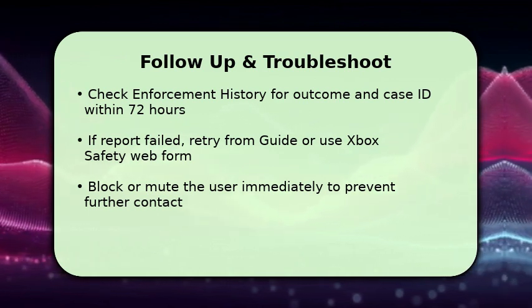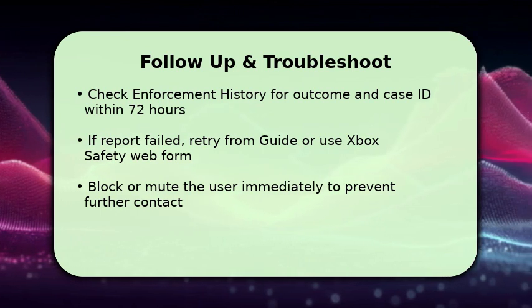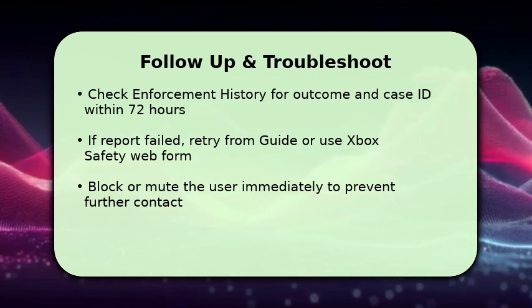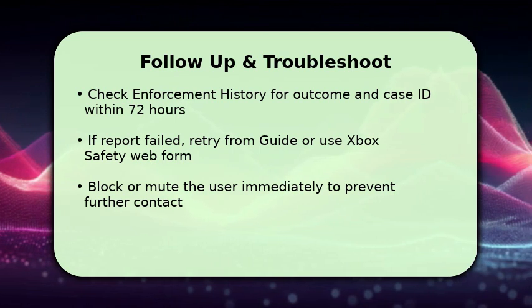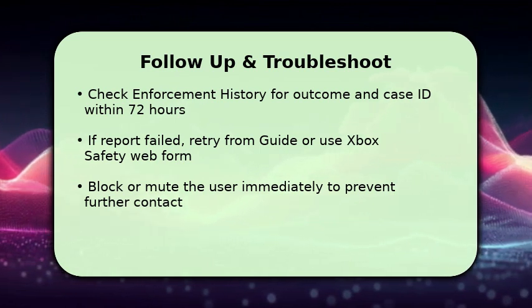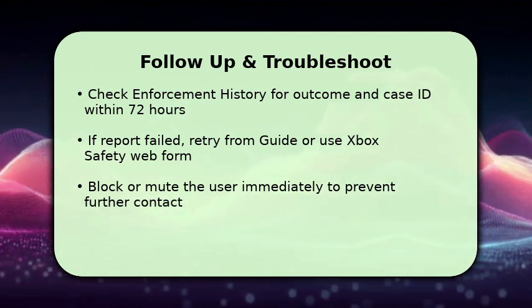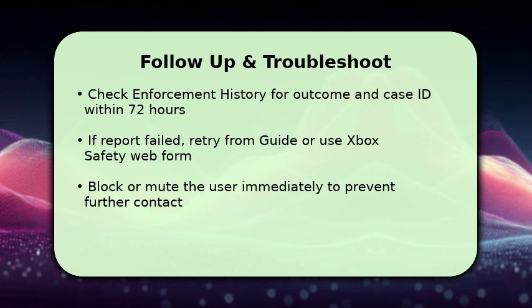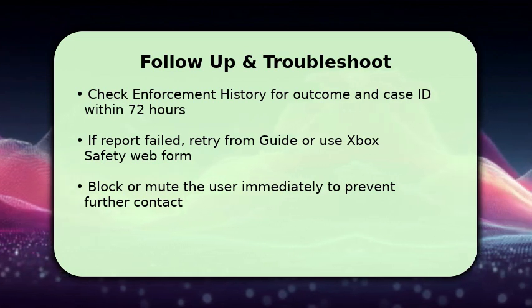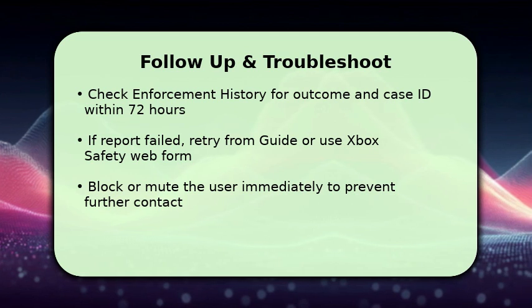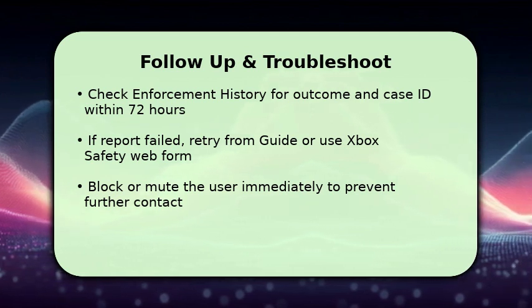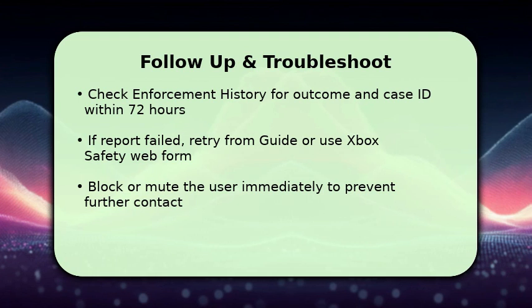If the report didn't submit or you get an error, try again from the guide or use the Xbox Safety web form. This retry ensures the system received the complaint. Meanwhile, block or mute the user to stop contact right away. If things go wrong, the key troubleshooting tip is to capture a screenshot and retry. Evidence makes repeat submissions effective.